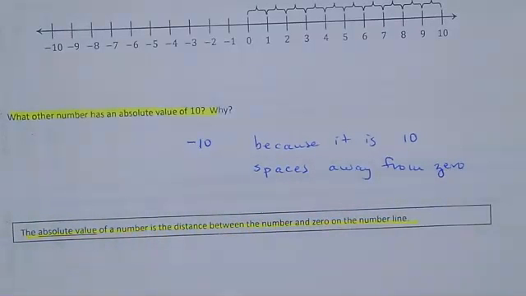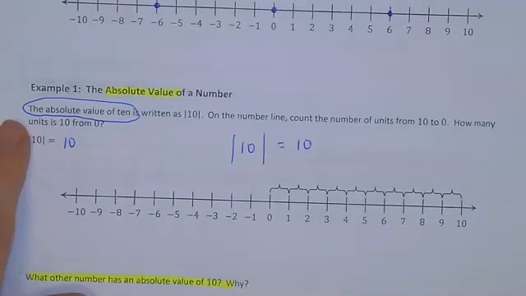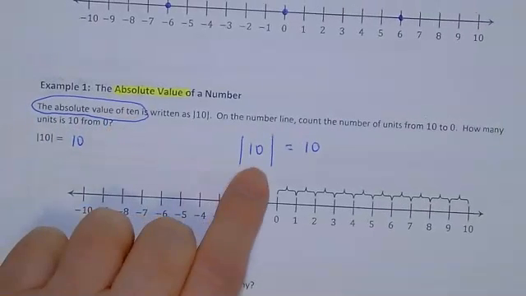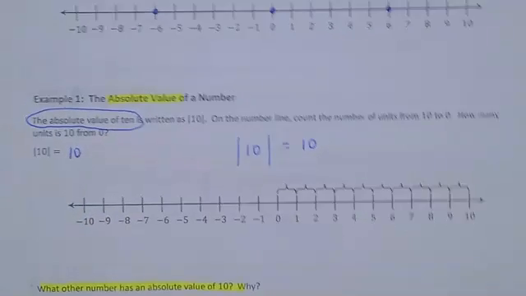So that's the idea about absolute value. When you want to know the absolute value of something, really what you want to know is how far away from 0 it is. You want to know how to write it and what words you say when you read it. The absolute value of 10 is 10. Pretty simple, right?